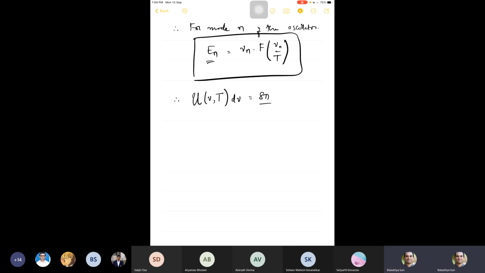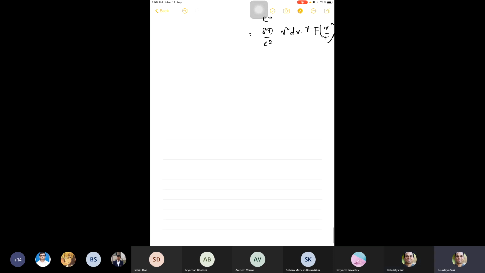has to be 8 pi by c cubed. And earlier we called this epsilon, this is what we meant by epsilon nu earlier. Okay, this is the average energy of each mode. So you had nu squared d nu times epsilon nu. This will be 8 pi by c cubed, nu squared d nu times nu, because nu is there, times f of nu by T. Therefore, u of nu T d nu is now 8 pi by c cubed, nu cubed d nu f of nu by T.